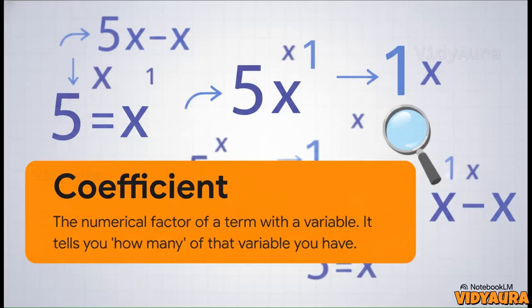That's key. And our last vocabulary word is the coefficient. That's just the number that's right out in front of a variable, the one it's being multiplied by. In 5x, the coefficient is 5. And here's a little pro tip. If you ever see a variable just sitting by itself like x, there's an invisible 1 in front of it. So its coefficient is 1.